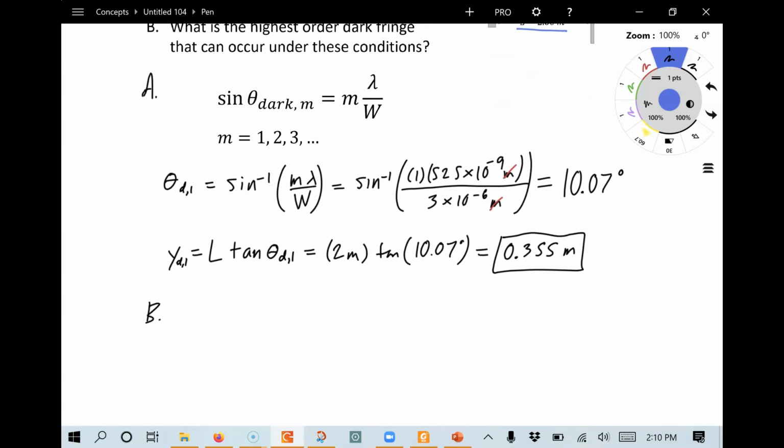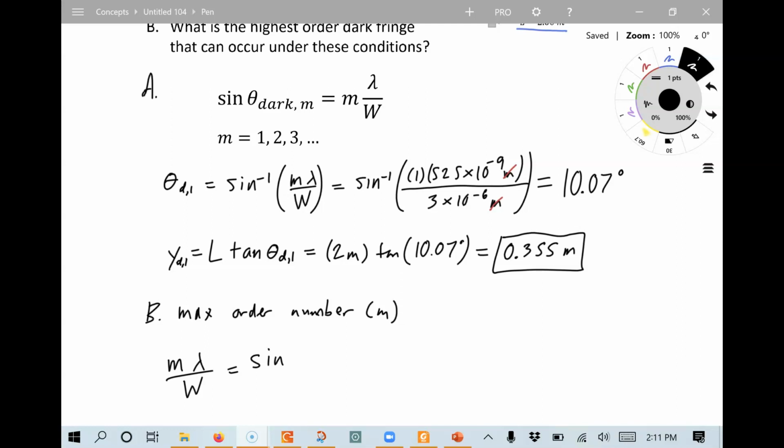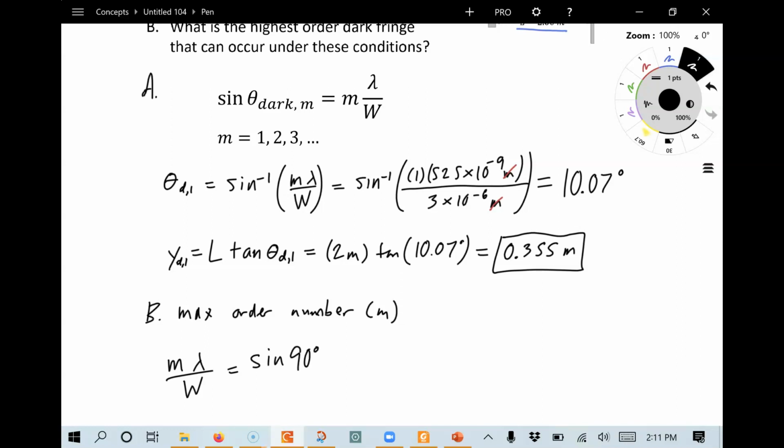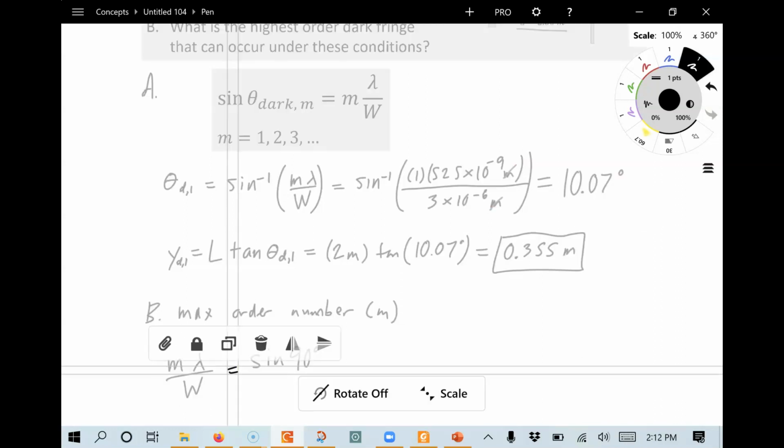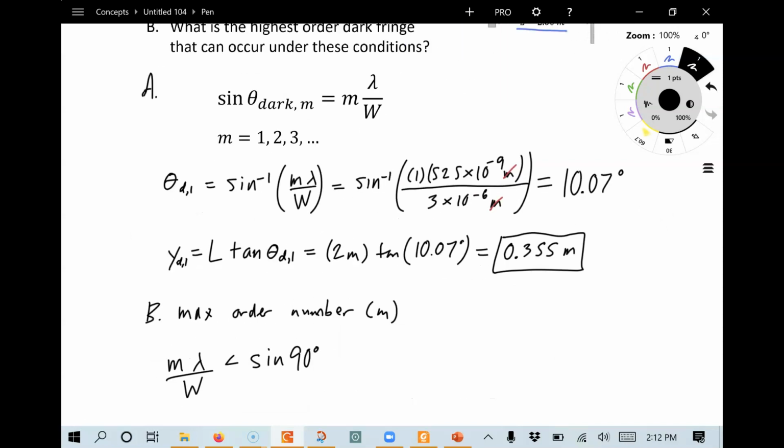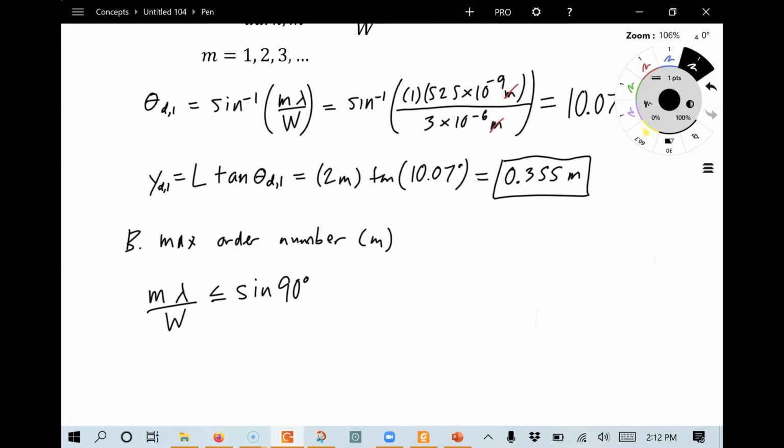So if we do that with the equation here, what we're going to do now is take that same equation and let's say to find the maximum order number, which is just a word for m, right? I'll just reverse the equation. So m lambda over omega, we're going to set it equal to sine of 90 degrees. And in fact, we can't allow this side here to exceed sine of 90. Otherwise, it doesn't make sense. It would be behind the screen. So in reality, this is not only equal to, it needs to be less than or equal to sine of 90 degrees. And now we can solve for m.